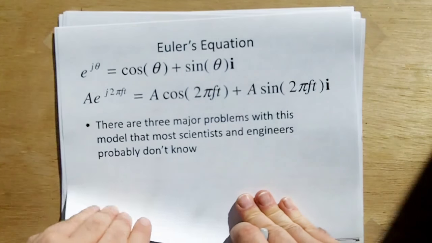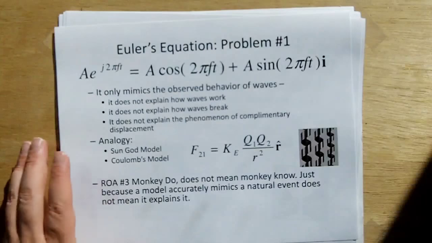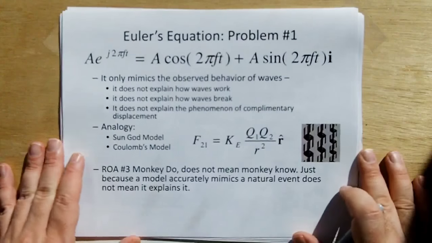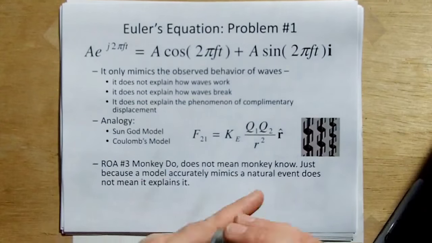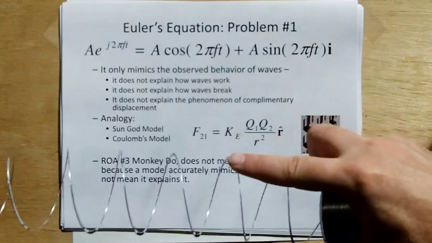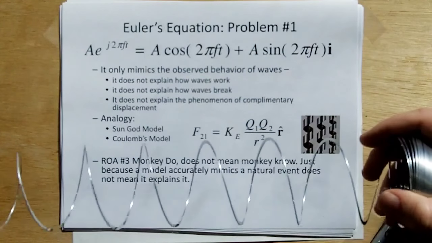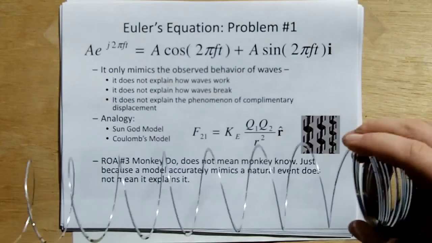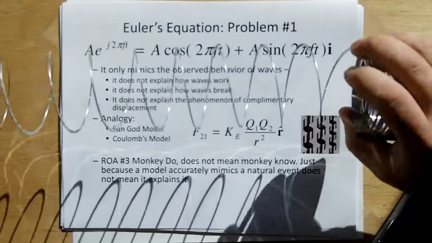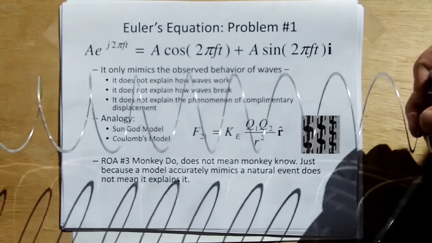But there are three major problems with this model that most scientists and engineers don't know. Euler's equation only mimics the observed behavior of waves. It only says, at this point in time we're going to have this, and then as we rotate, you can see how the wave moves as we rotate the slinky. You can see, I keep it from bouncing.